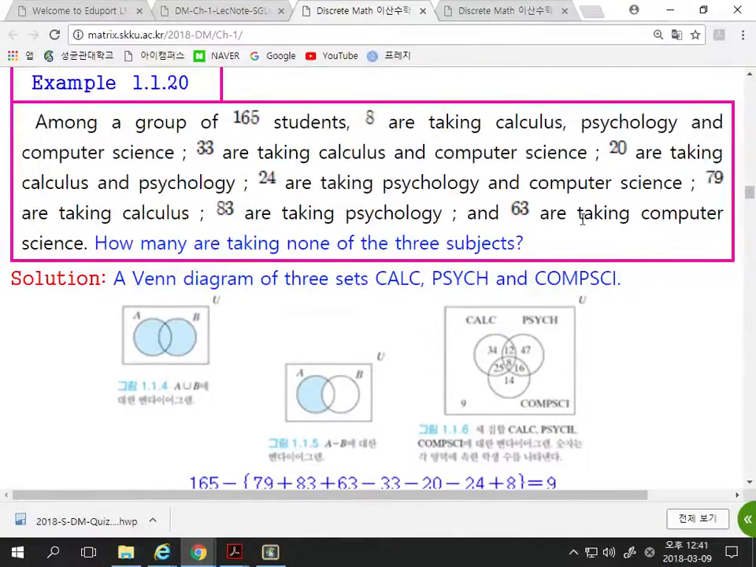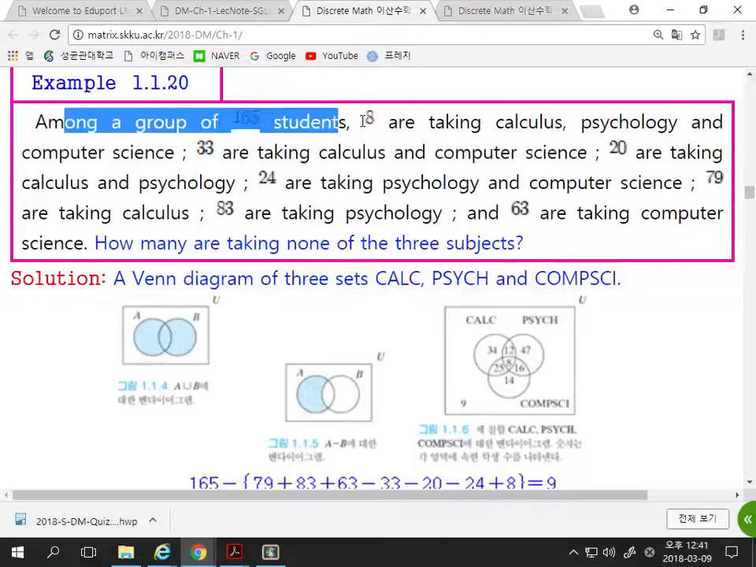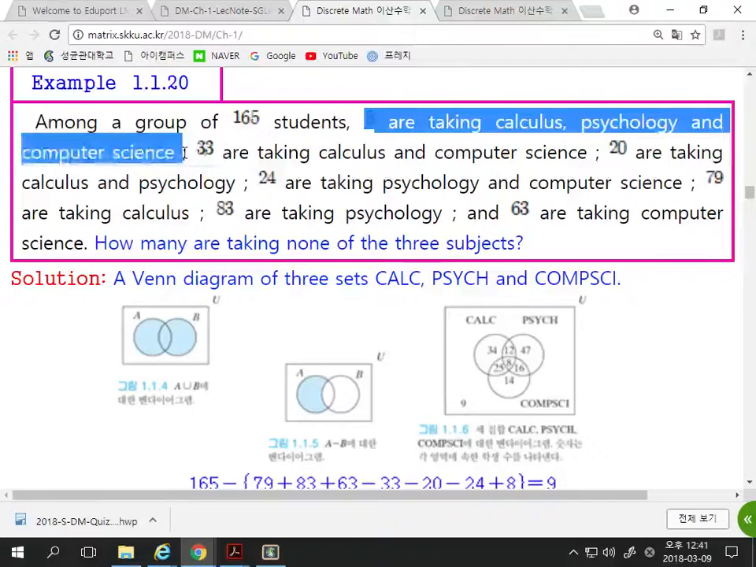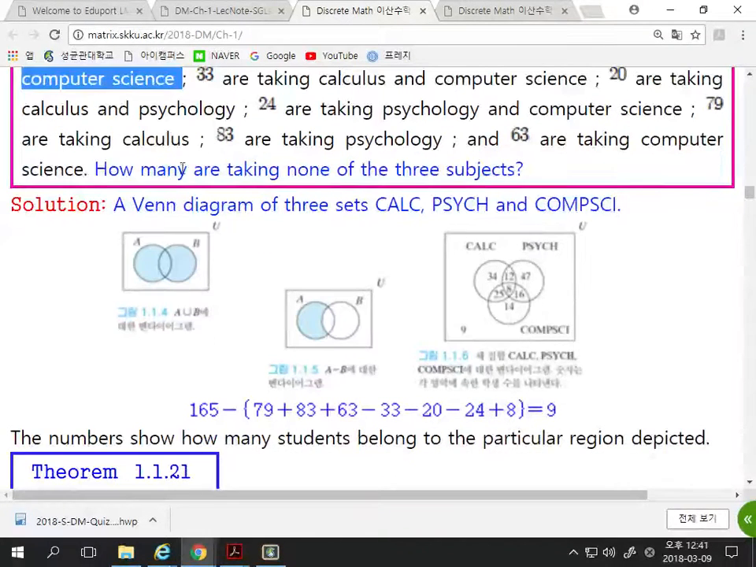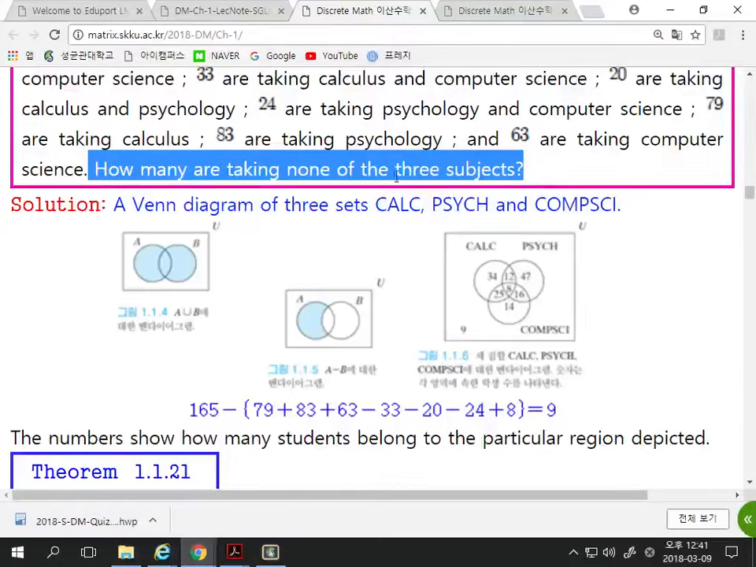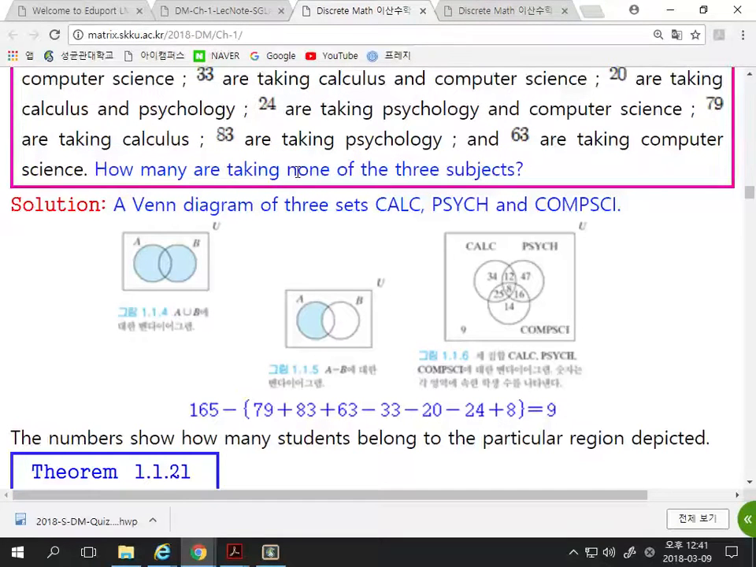Okay, with this, example 1.20 shows you, suppose we have 165 students and 8 are taking calculus, psychology, and computer science, and 33 are taking calculus and computer science, and 20 are taking calculus and psychology, and 24 are taking psychology and computer science. Then we can draw the Venn diagram like this, and we can find this. How many are taking none of the three subjects?